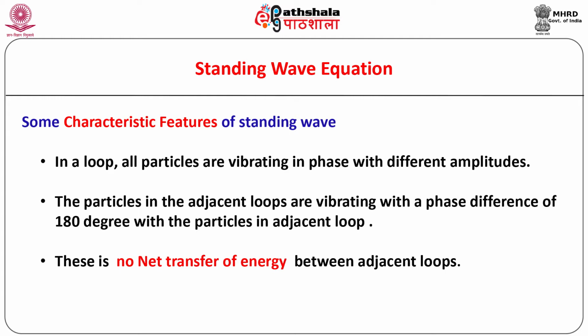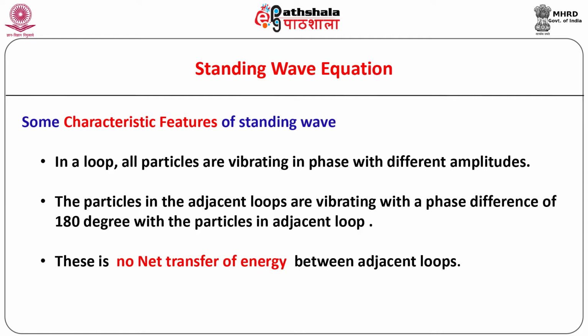There is no net propagation of energy between adjacent loops. In this sense, there is no net propagation of energy in the case of standing waves. At some points, the amplitude is maximum. Such points are called antinodes. On the other hand, the points with minimum amplitude are called nodes. Nodes and antinodes are situated alternately at a distance of half the wavelength.